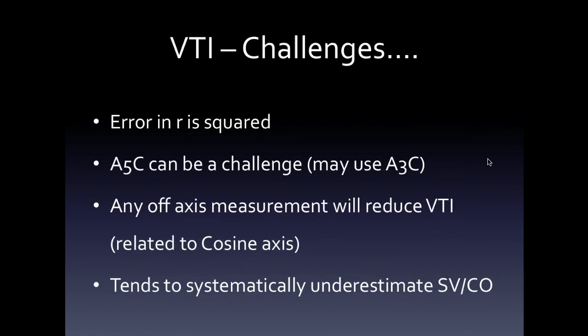So for me, the challenges in using VTI: the obvious one is that if you mismeasure the radius, the error is squared, because it's R squared, the area of a circle. Again, like the 4-chamber view, the 5-chamber view can be very difficult to get in the ventilated sick patient. And if you do any off-axis measurement, for the peak velocity in particular, you're going to cause an error related to the cosine of the axis, just basic simple trigonometry. So in my own experience, I find that the VTI systematically underestimates the stroke volume and hence the cardiac output.